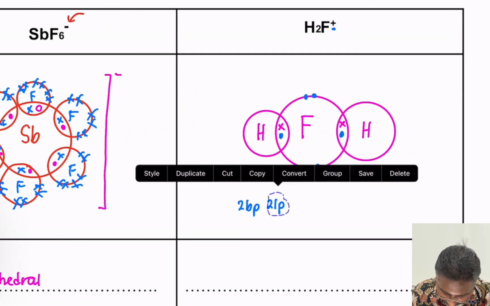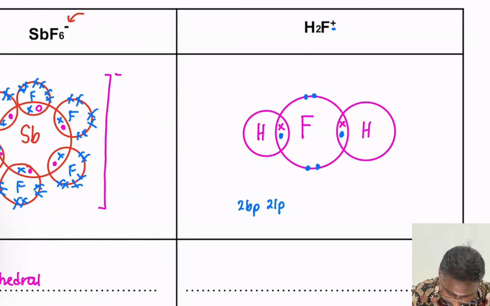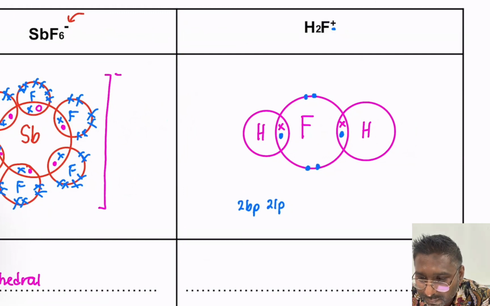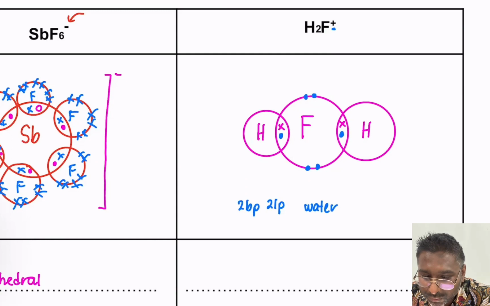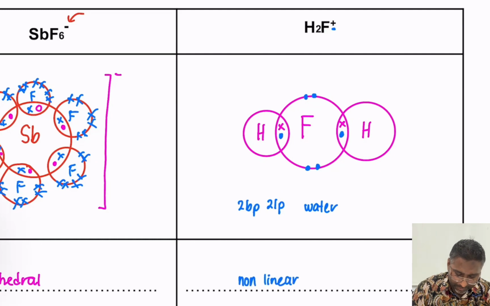Ashana, what is going to be the answer? 2 bonding pair, 2 lone pair. Or Wilson, this is similar to what example? 2 bonding pair, 2 lone pair. Okay, similar to water. 2 bonding pair and 2 lone pair. If it is similar to water, the shape, is the shape non-linear then? Yes, so it's non-linear.